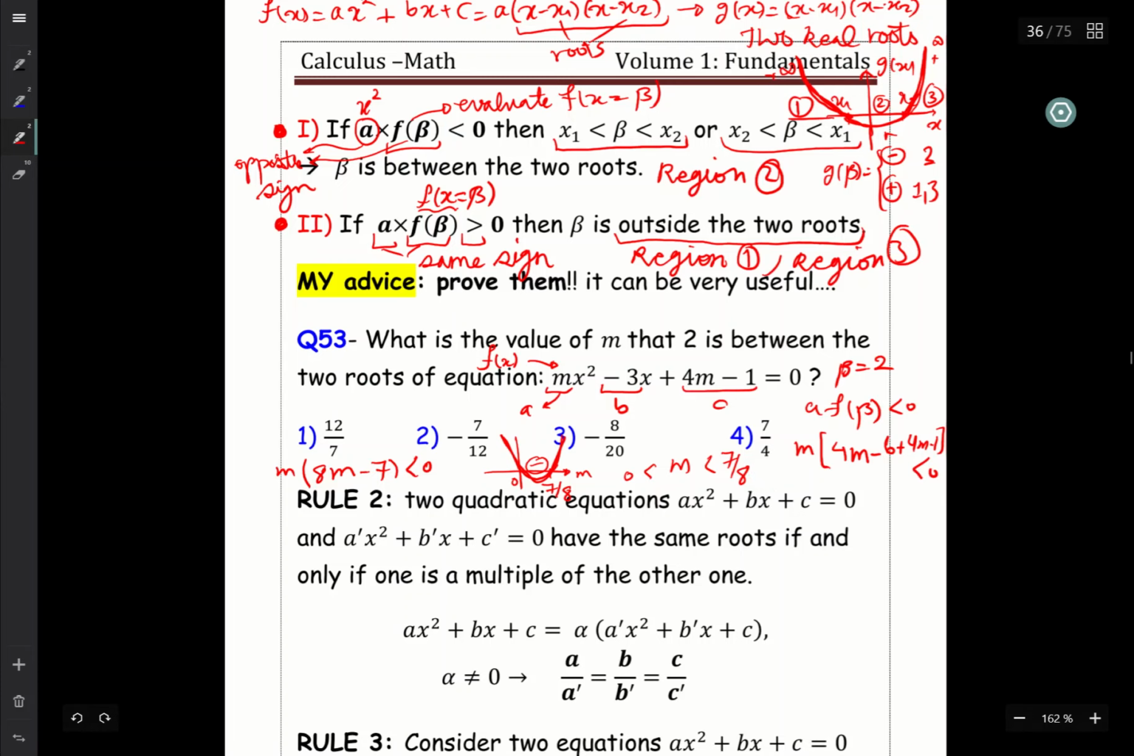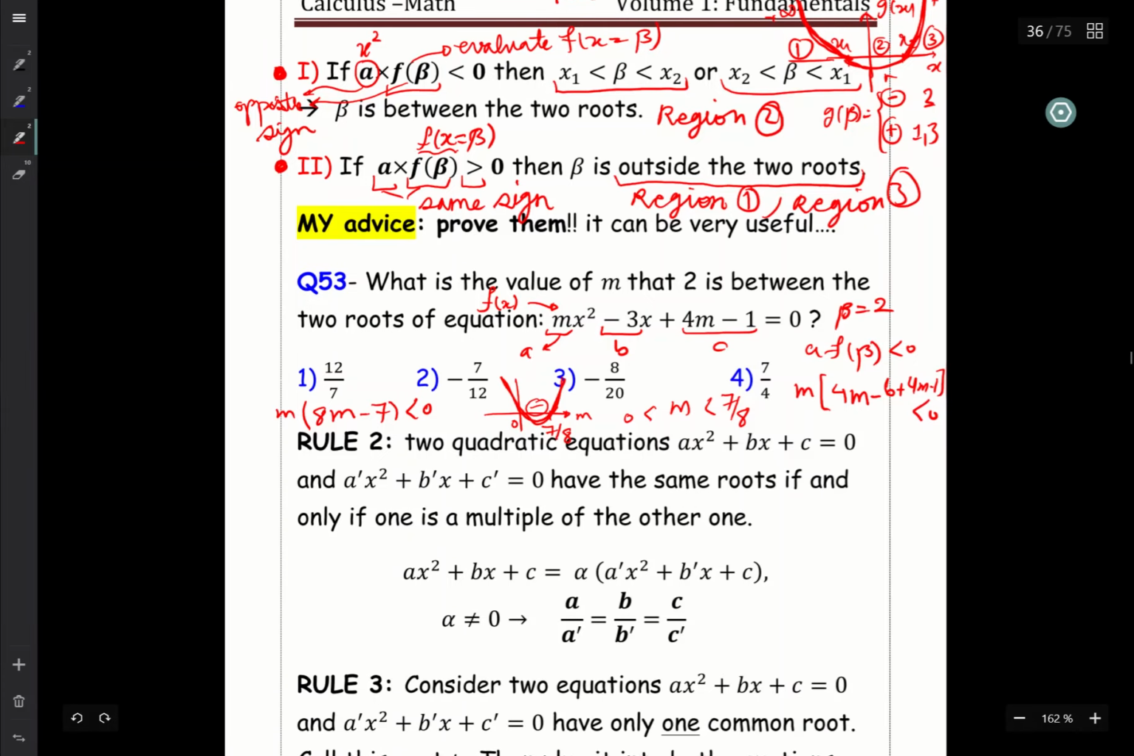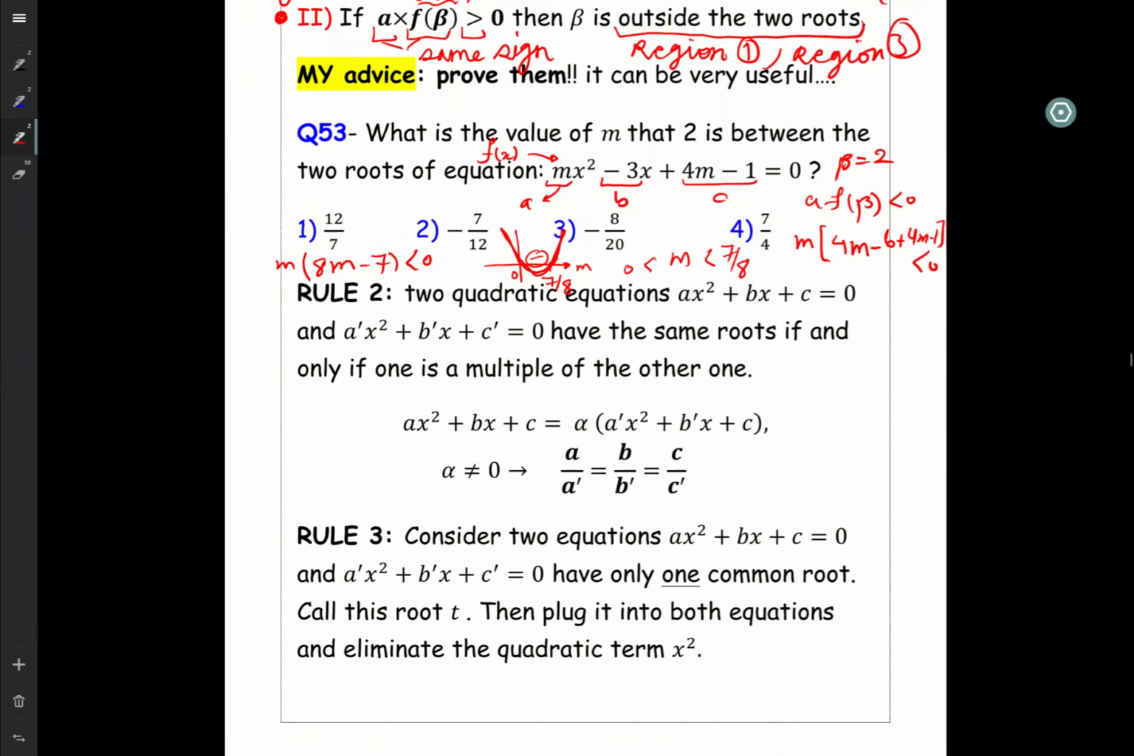Let's see, 4m minus 6 plus 4m minus 1, which is 8m minus 7, 7 over 8. It seems that none of the choices are correct here. Yeah, but the correct choice here is m between 0 and 7 over 8.